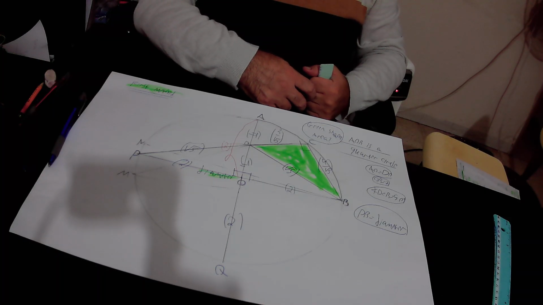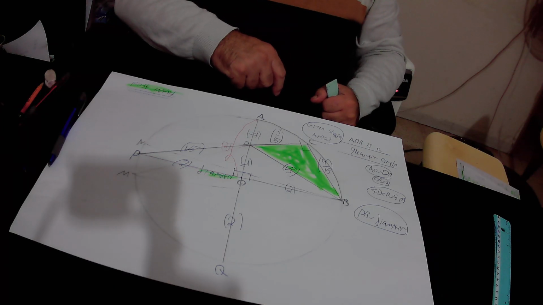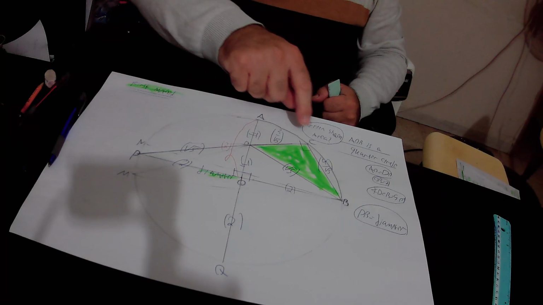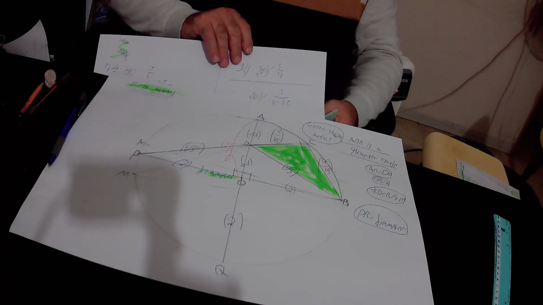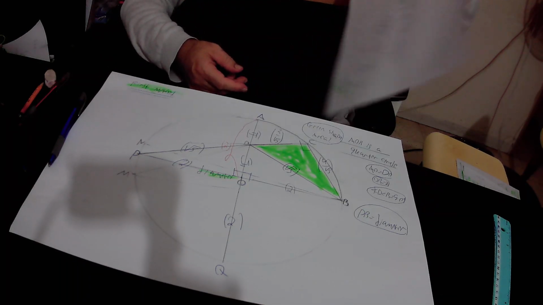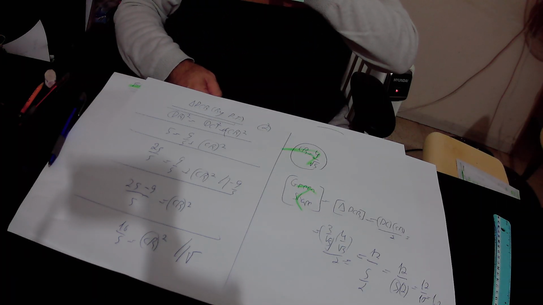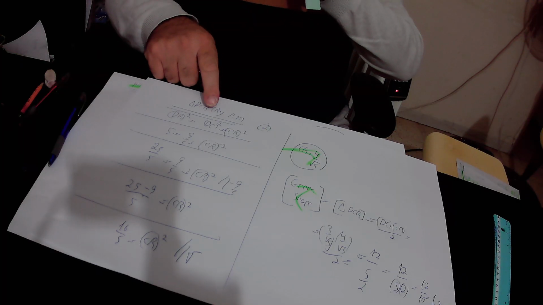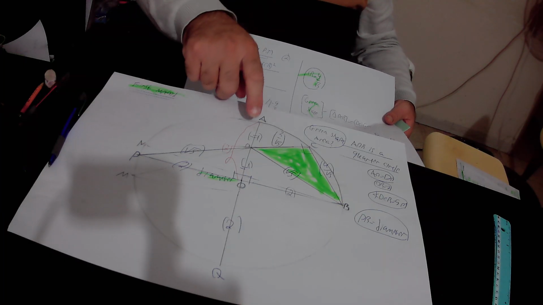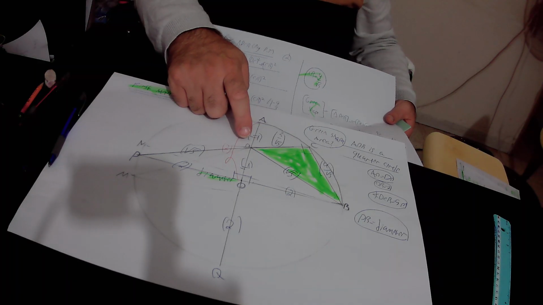The next step: we apply the Pythagorean theorem to triangle DCB. According to the theorem, DB squared, the square of the hypotenuse, equals CD squared plus CB squared. The hypotenuse DB equals the square root of 5, therefore DB squared is the square root of 5 squared, that is 5.